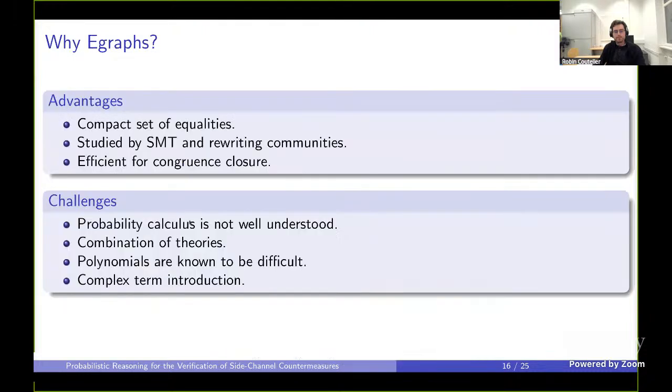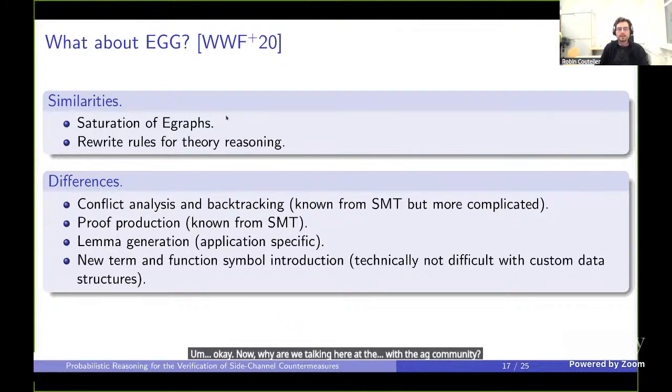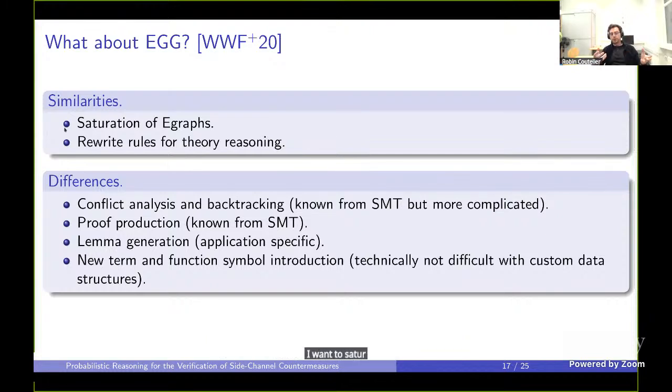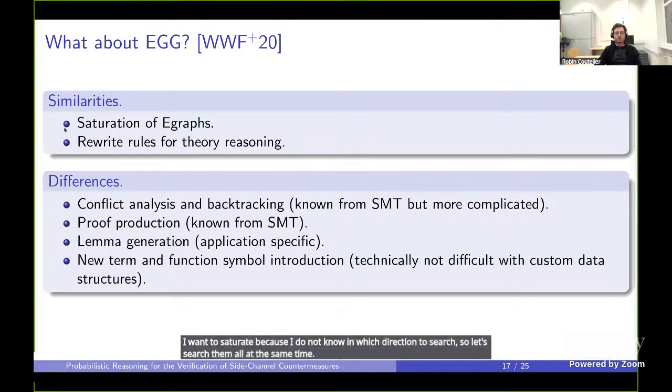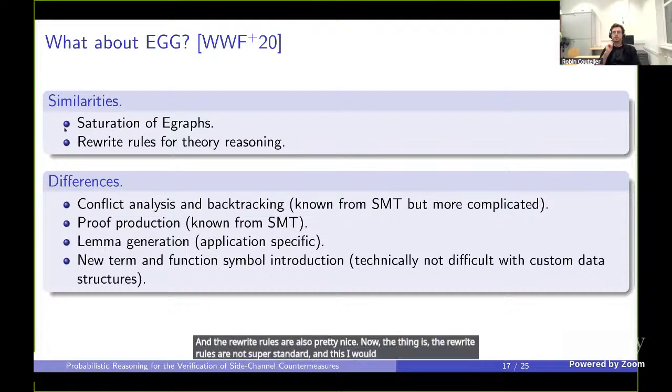Okay, now why are we talking here with the egg community? Well, I think from what I explained earlier, this is relatively straightforward, that I want to saturate. I want to saturate because I do not know in which direction to search, so let's search them all at the same time. And the rewrite rules are also pretty nice. Now, the thing is, the rewrite rules are not super standard, and this I would like to ask you if this is something that egg actually does.